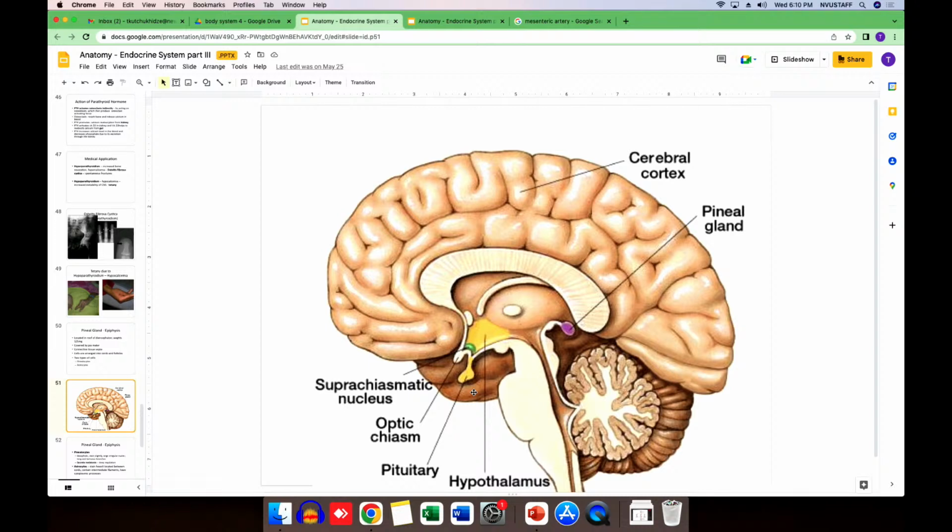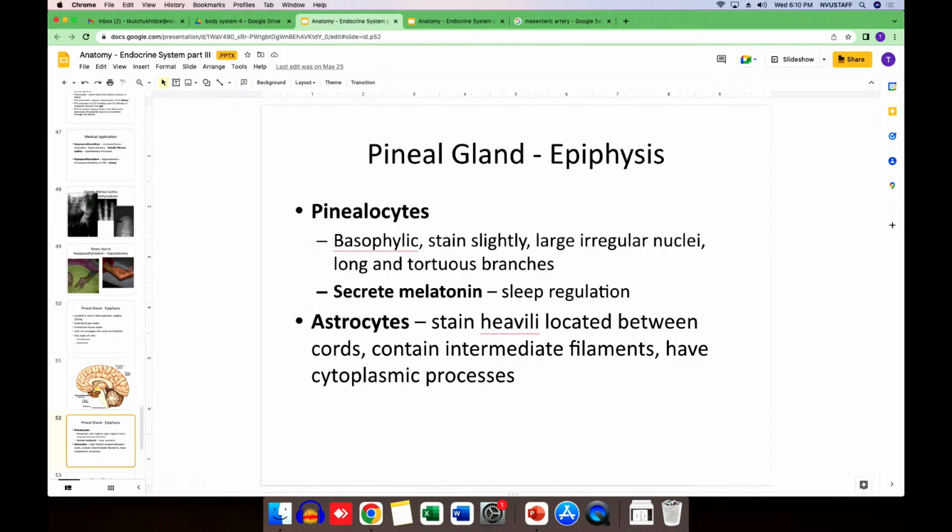And it's much smaller than our adenohypophysis. It's not working like this. So I mentioned it has two cells, right? It has pinealocytes and astrocytes. Pinealocytes are more histology material, but let's go through it once again. It is basophilic, it stains slightly, and it has larger irregular nuclei, and it is long and branching.